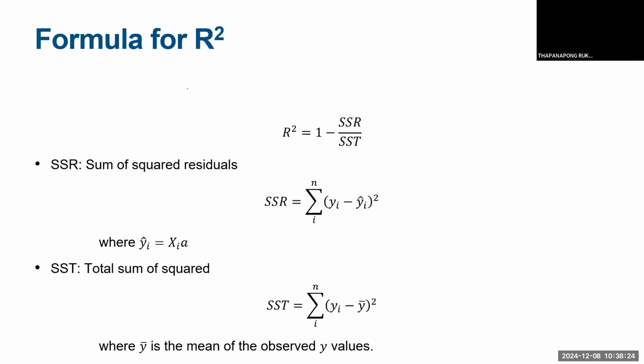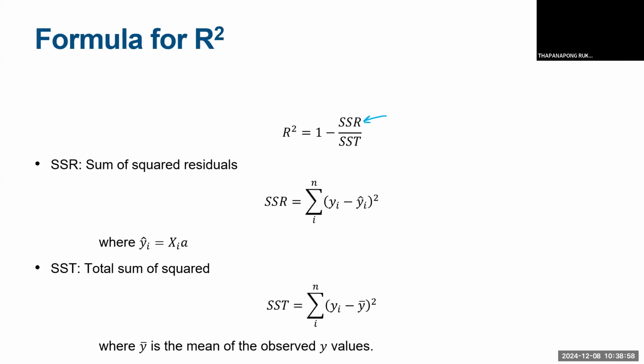So the formula for R-square is quite simple. It's 1 minus SSR over SST. We already have SSR. This is the sum of squared residuals. Right? This one we already have. Basically, you take the prediction and the ground truth, you subtract it, and then you square, then you sum. That is it. What is SST?